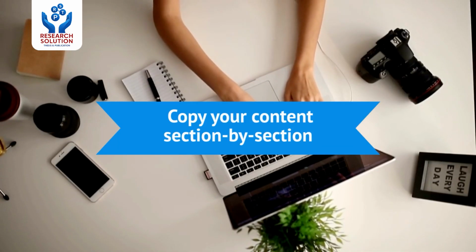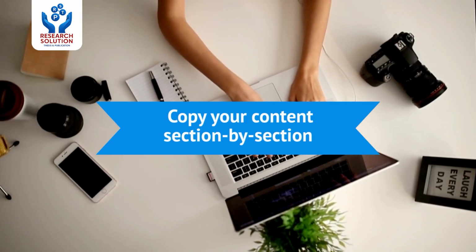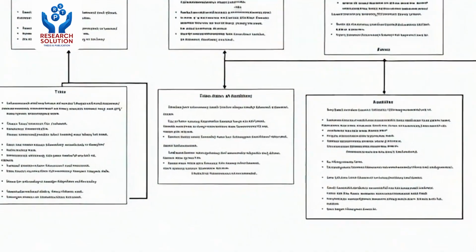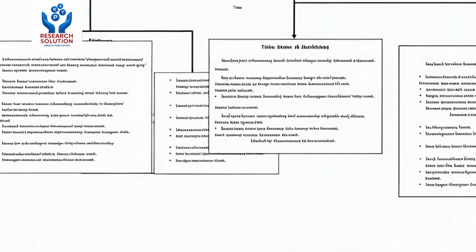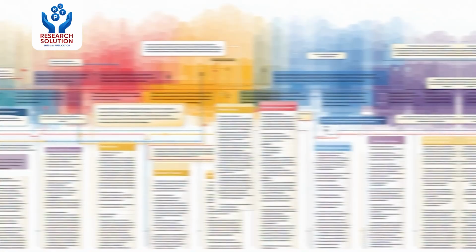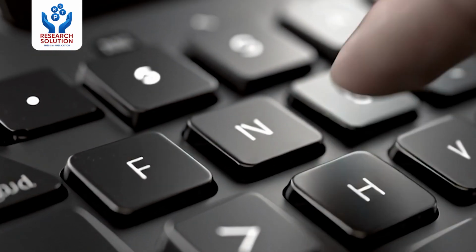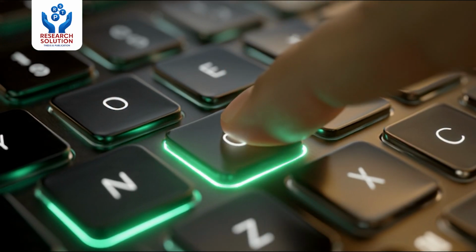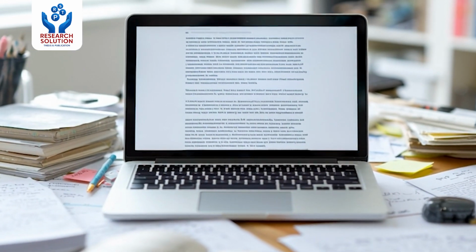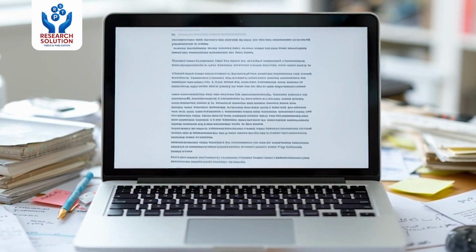Next, copy your content section by section, not all at once. Paste into the correct parts of the template, title, abstract, methods, results, discussion, etc. Do not paste with formatting. Use paste as plain text or Ctrl+Shift+V. This automatically adapts your text to the journal's format.